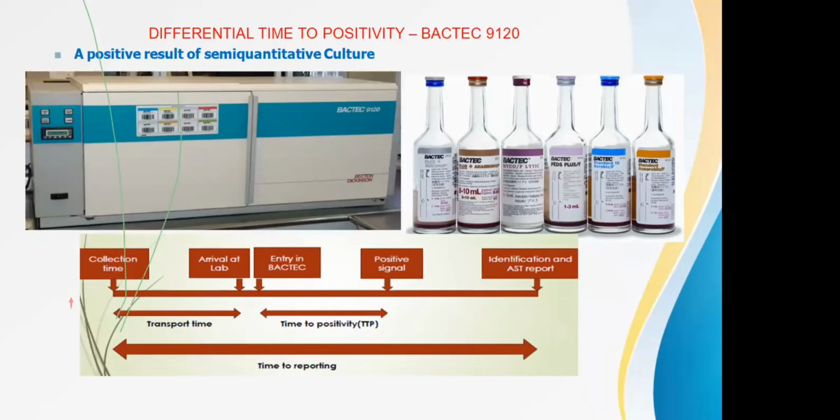So differential time to positivity includes this whole thing, which is the time of reporting from collection of the sample to the final identification and antimicrobial susceptibility testing. That completion is nothing but the time of reporting. But talking about differential, from when you took the sample until it came positive, from the time of entry into the BACTEC to the time of reporting, and from the time when we have taken the sample, that differential time has to be calculated and finally given to you.